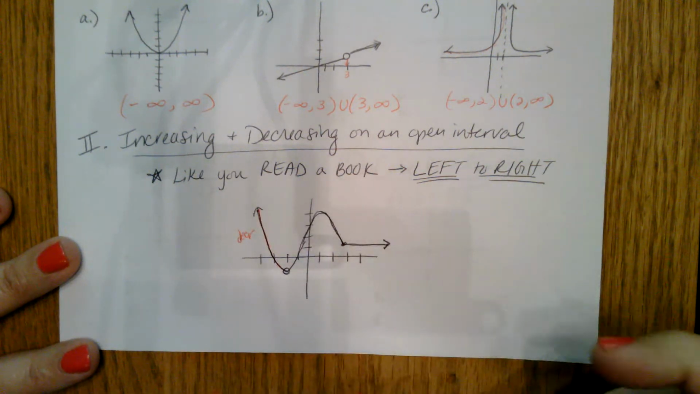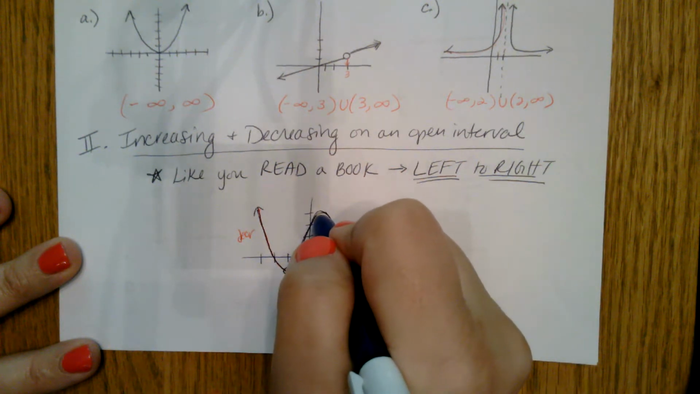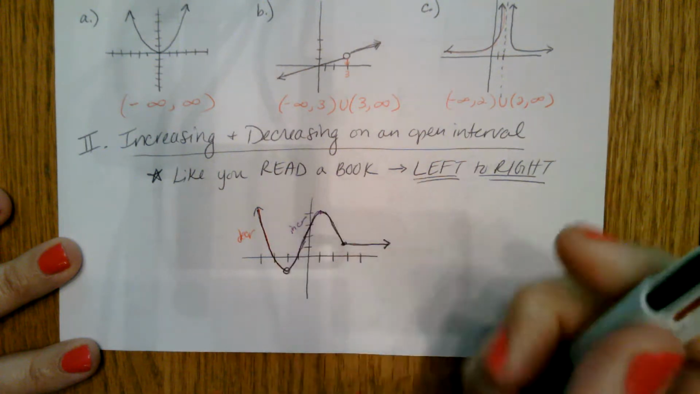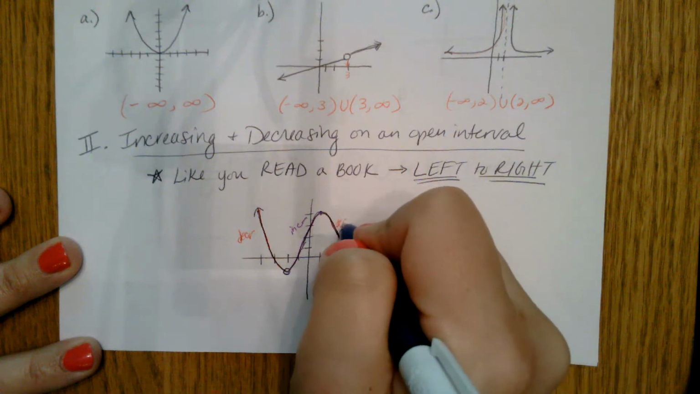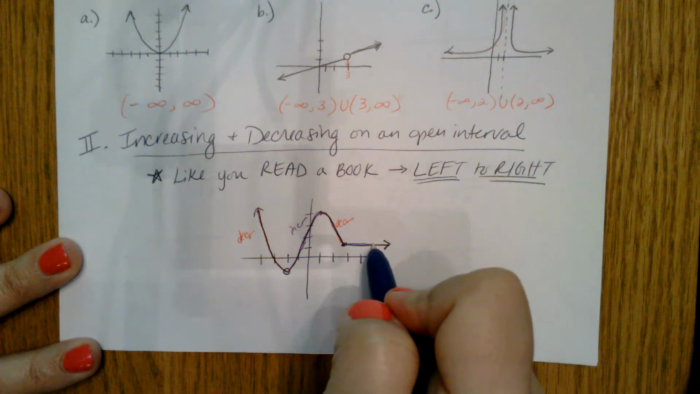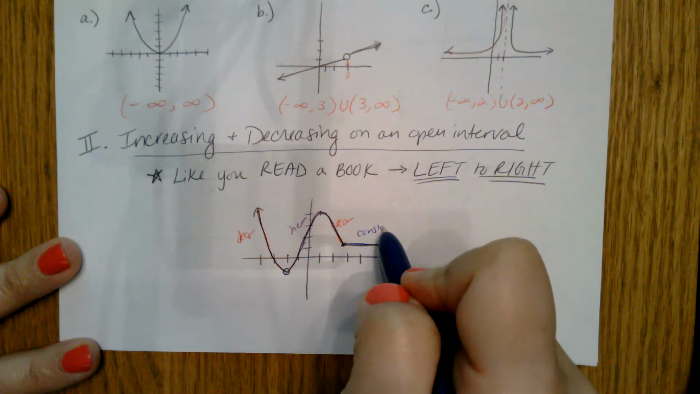And then I start to draw it again after this hole in the graph, and I'm increasing up until about here. And then what happens after that? Oh, I've got to go down again. I'm decreasing. And then something changes in the graph right about here, and I don't seem to be increasing or decreasing. I seem to be staying constant.